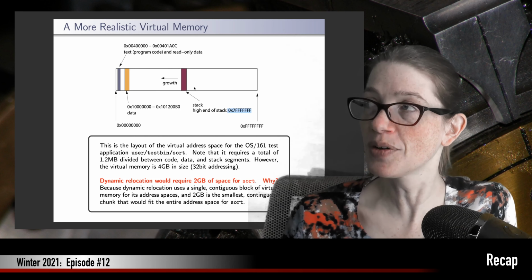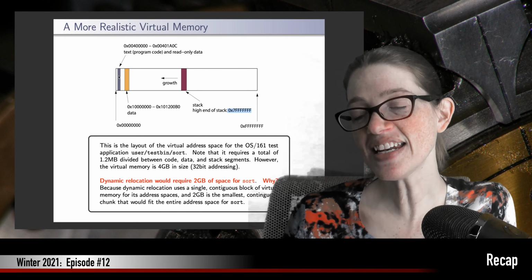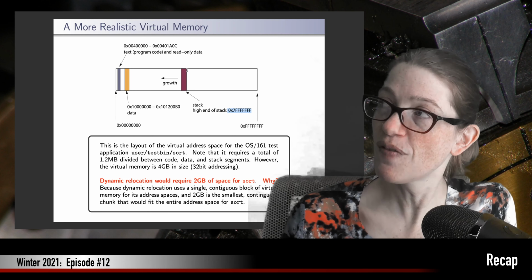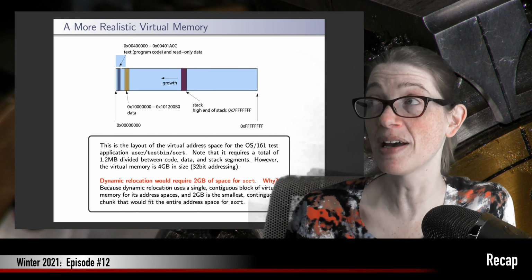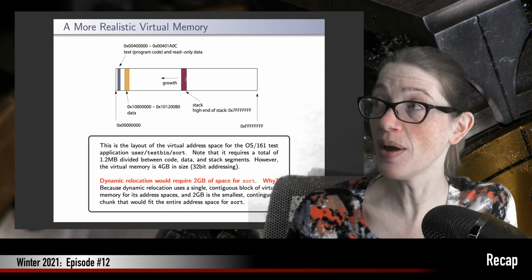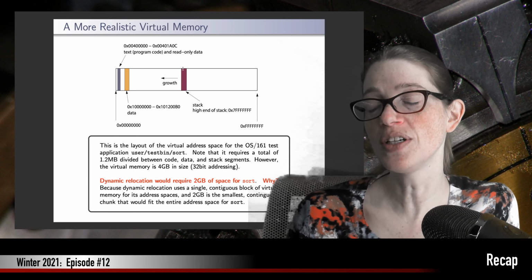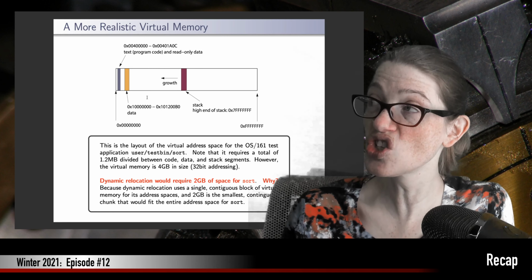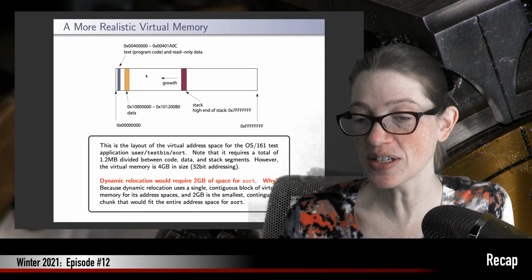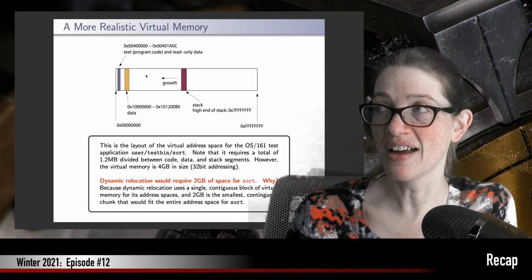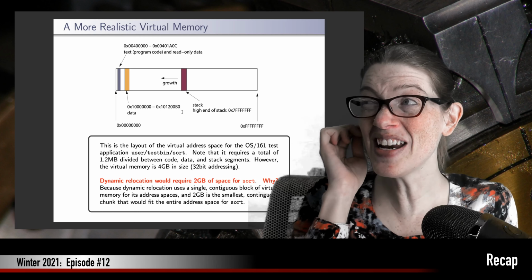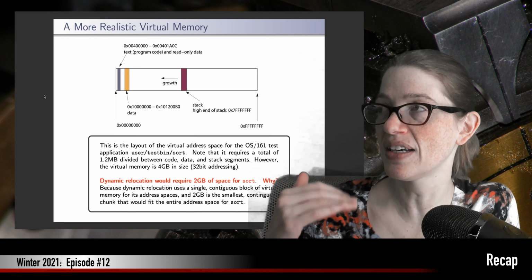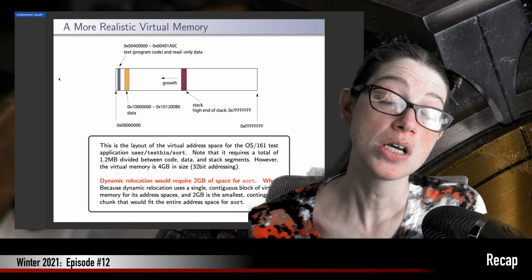So if we were to use dynamic relocation on a real address space, because it has to be a contiguous allocation of addresses, we would actually have to allocate from 0 to the 50% mark. So each address space would be 2 gigabytes in size, just going from 0 to the halfway point. So we wouldn't have external fragmentation, but we do have pretty serious internal, where we've got all of this memory allocated, but we're not actually using. So this is the sort program in OS 161. It technically only uses about 1.2 megabytes of memory for its address space between the 3 segments, but we'd have to allocate 2 gigabytes for it. So dynamic relocation is going to have fragmentation, and it's going to restrict the number of processes you can actually run. So that doesn't work.